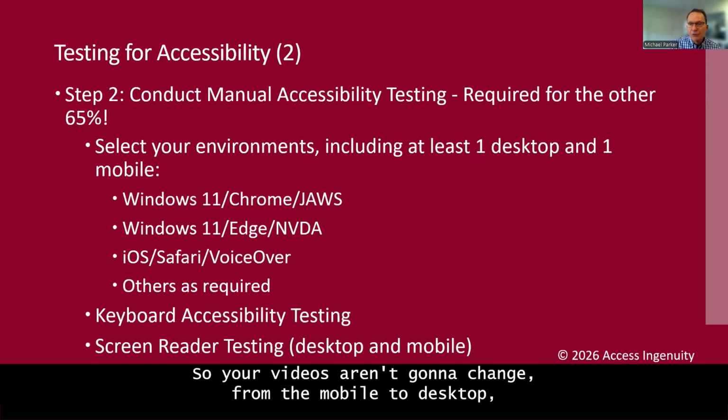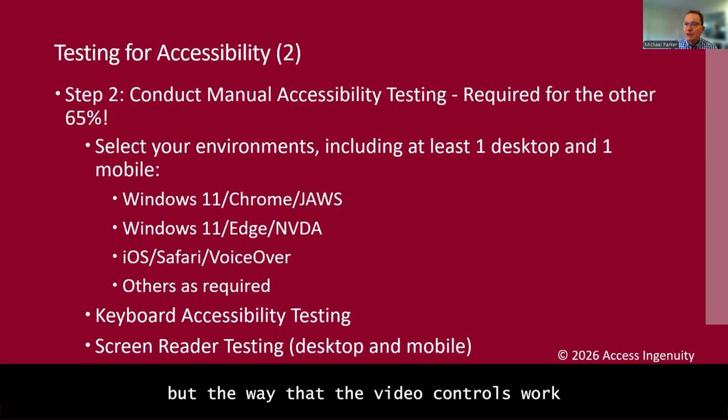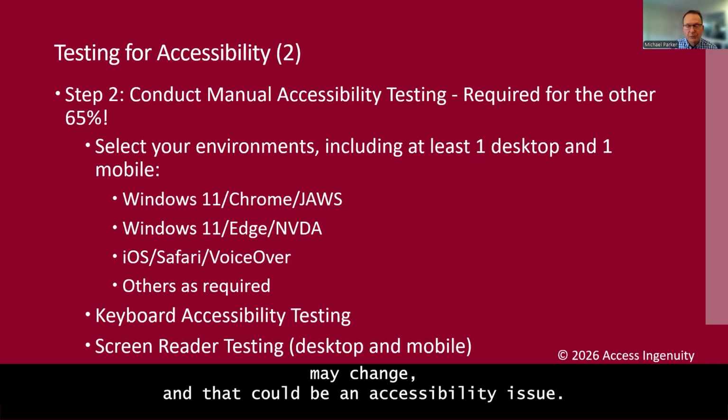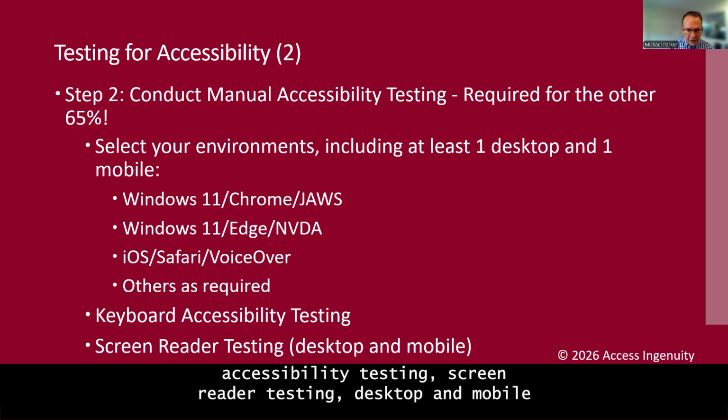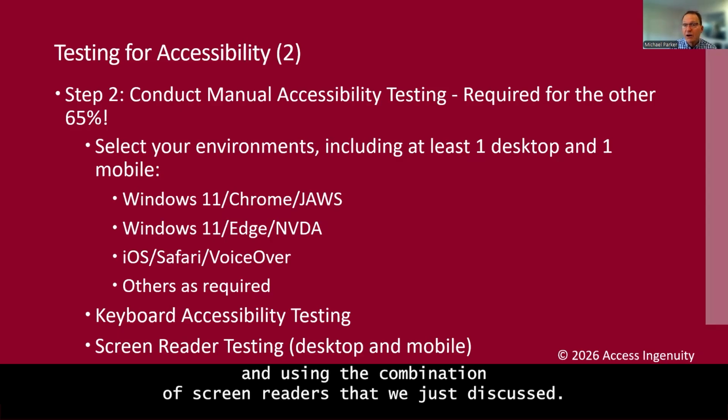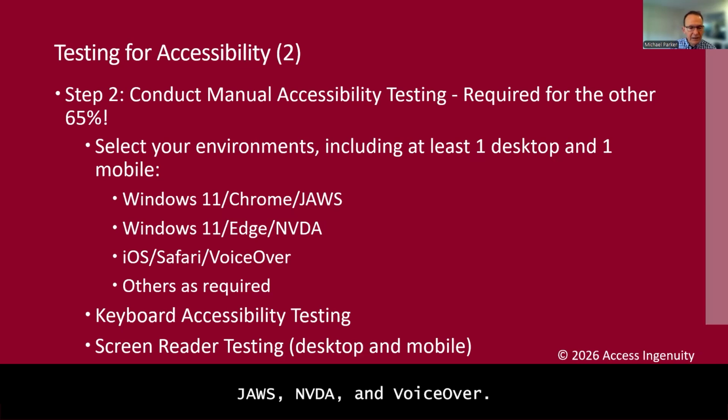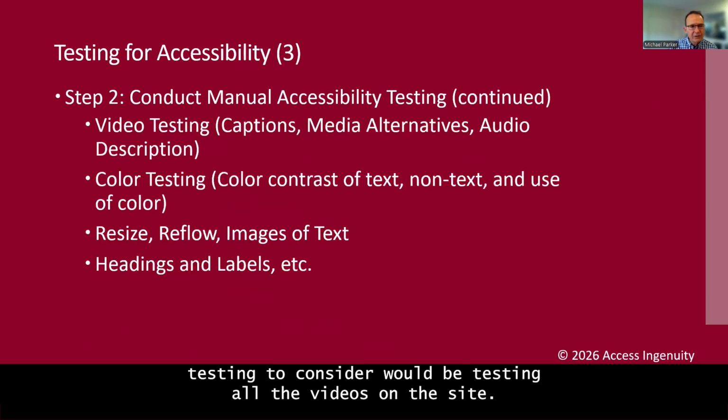So your videos aren't going to change from mobile to desktop, but the way that the video controls work may change, and that could be an accessibility issue. And then once you start that testing, you're looking at things like keyboard accessibility testing, screen reader testing, desktop and mobile, like we talked about, and using the combination of screen readers that we just discussed, JAWS, NVDA, and VoiceOver. And other testing to consider would be testing all the videos on the site.